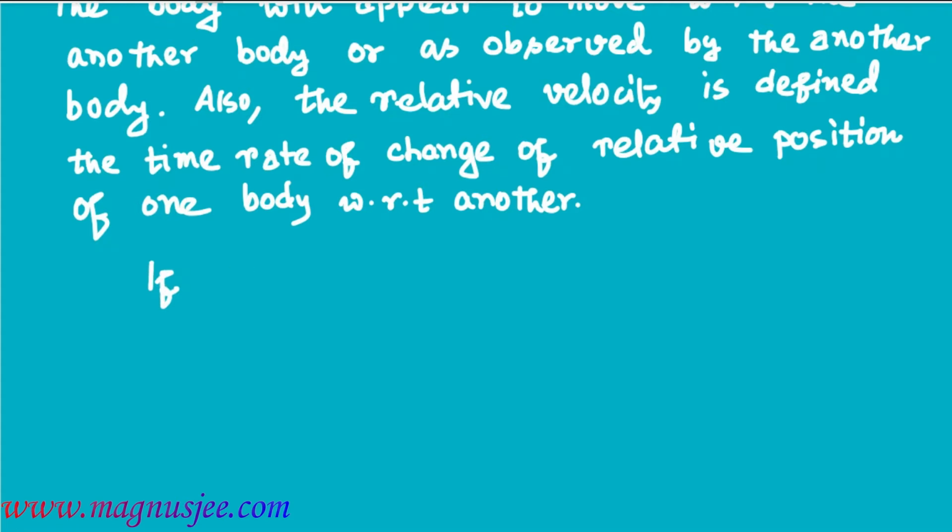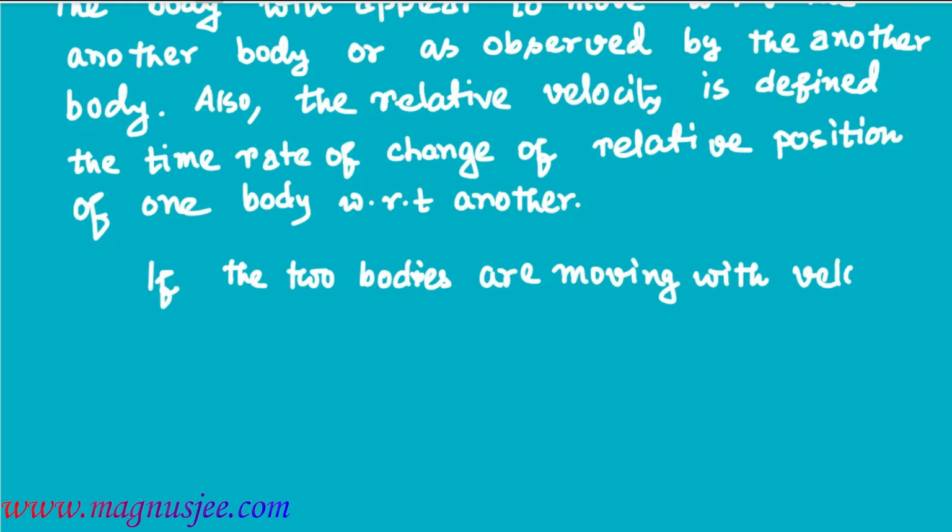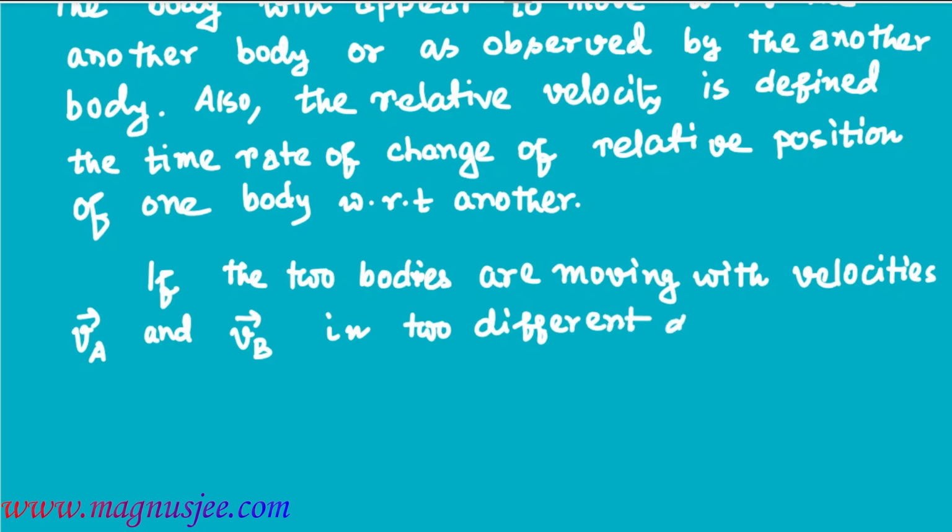If two bodies A and B are moving with different velocity vectors, vector Va and vector Vb, in two different directions at an angle theta with each other.